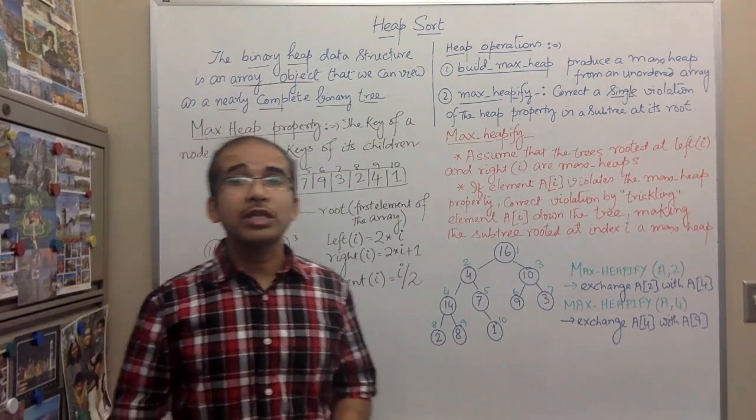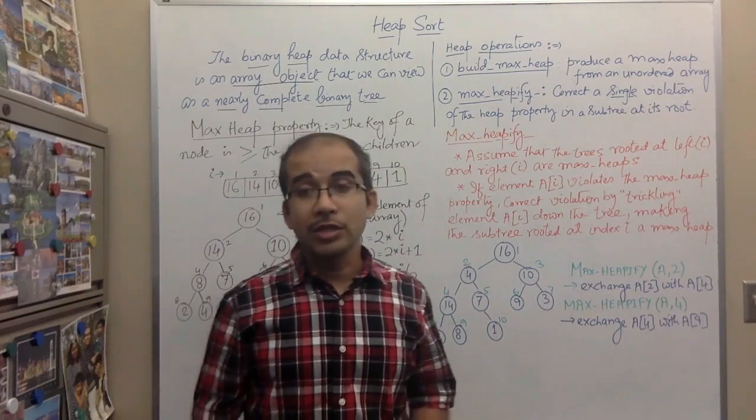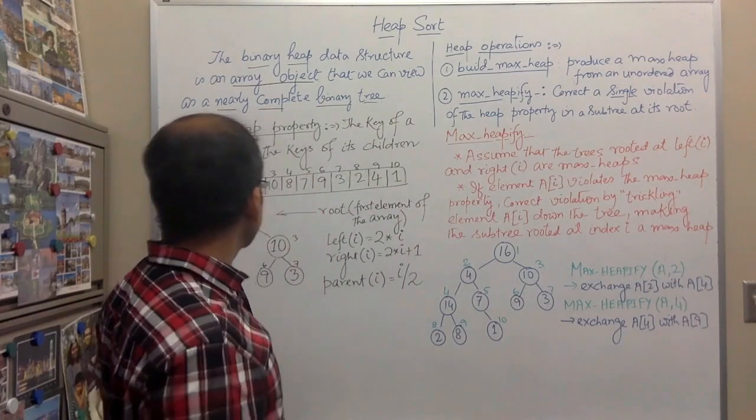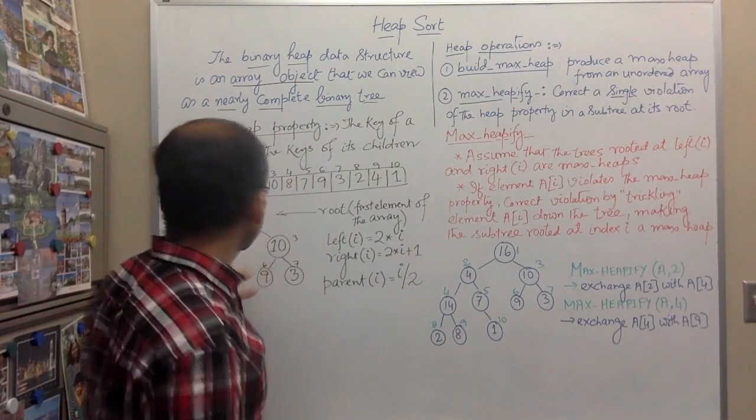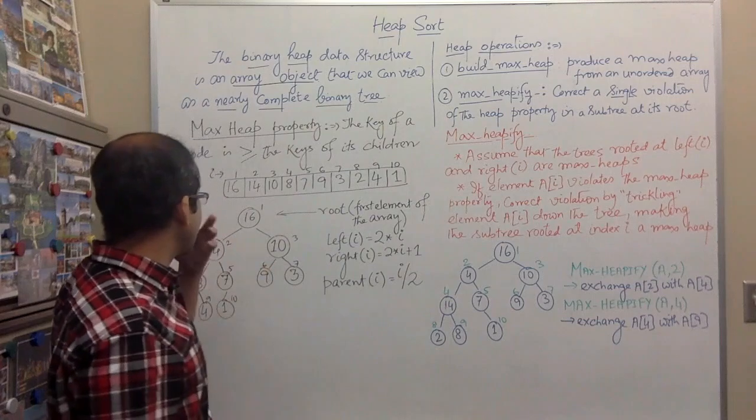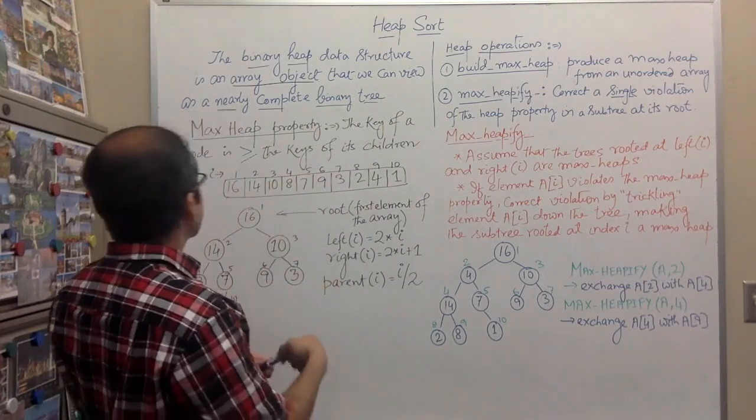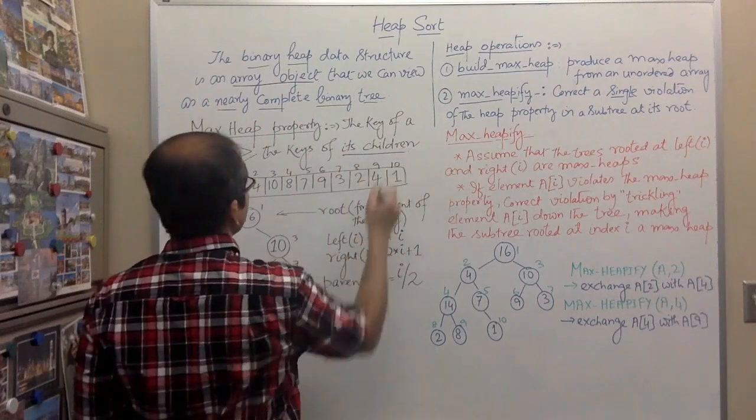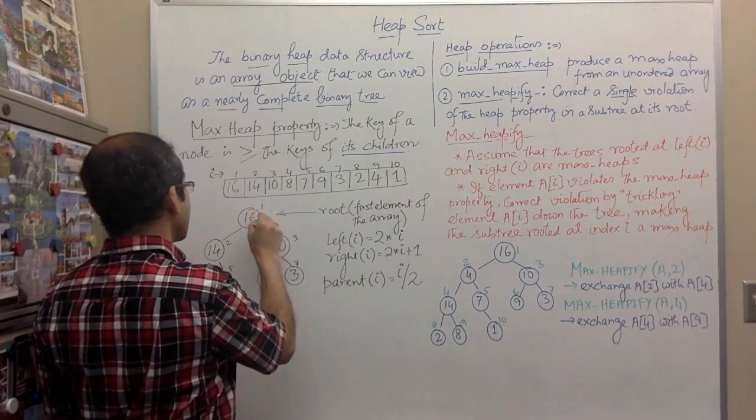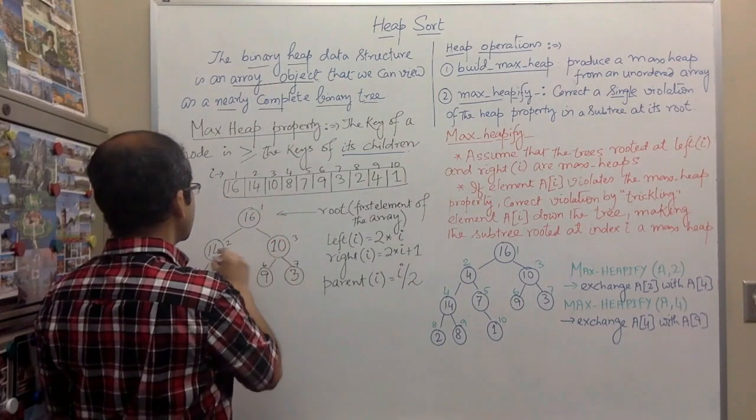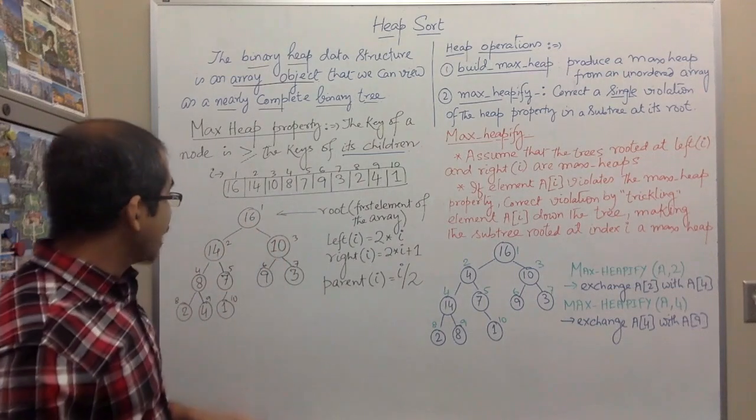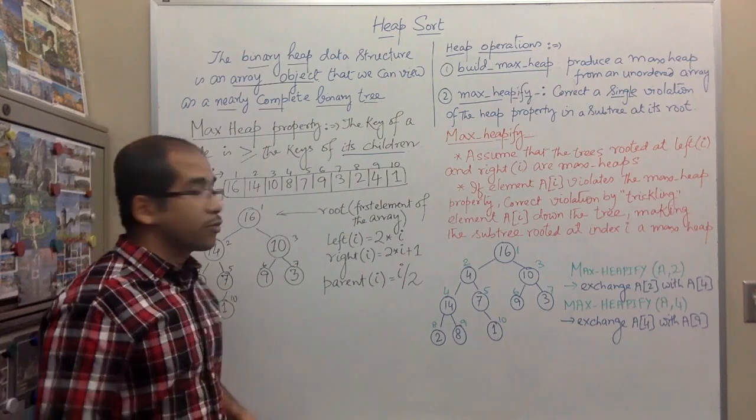A heap data structure satisfies either of two properties: either it is a max heap or it's a min heap. If it's a max heap, then the key of the parent node is greater than or equal to the keys of its children. Suppose this is the binary heap, and this is the parent node, and these are its two children. You see that the parent node's key value, which is 16, is greater than both the key values of the children, 14 and 10.